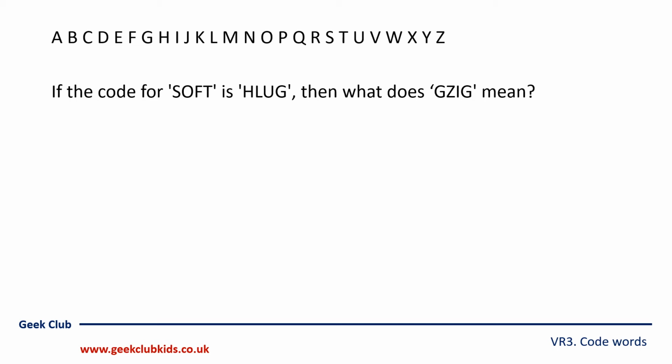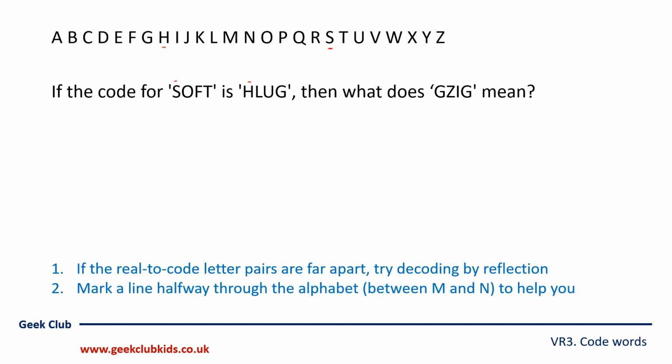The first thing to notice is that if you compare each letter of the real word to its code word, they're actually quite far apart in the alphabet. An S is over here, but an H is all the way over here. It's unlikely that you'll ever be asked to move more than a few spaces if you're going forward or backwards in a code word question. So if you notice that the real to code letter pairs are far apart, we're going to try decoding in a different way, and that's by reflection.